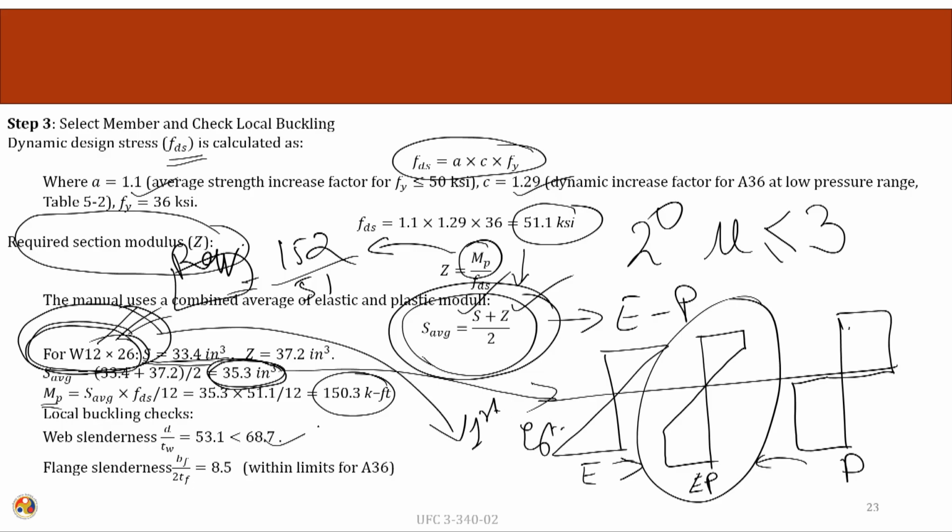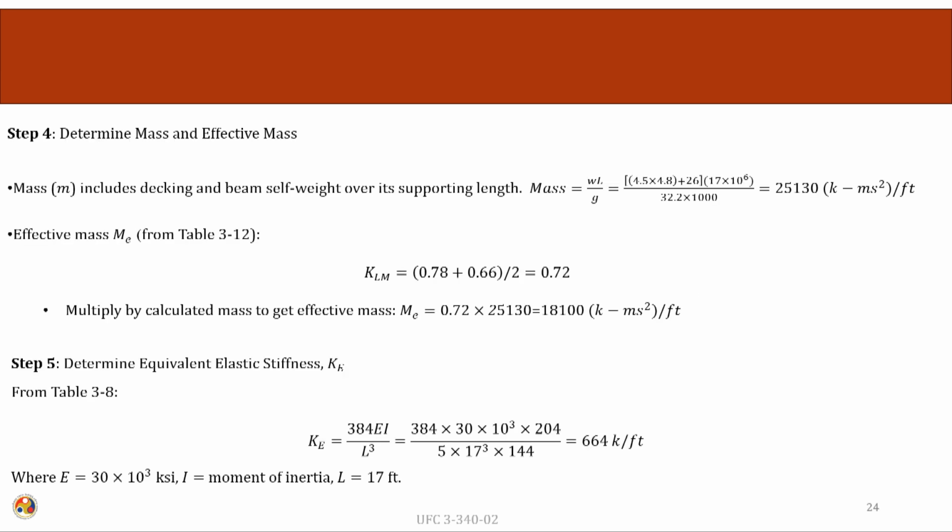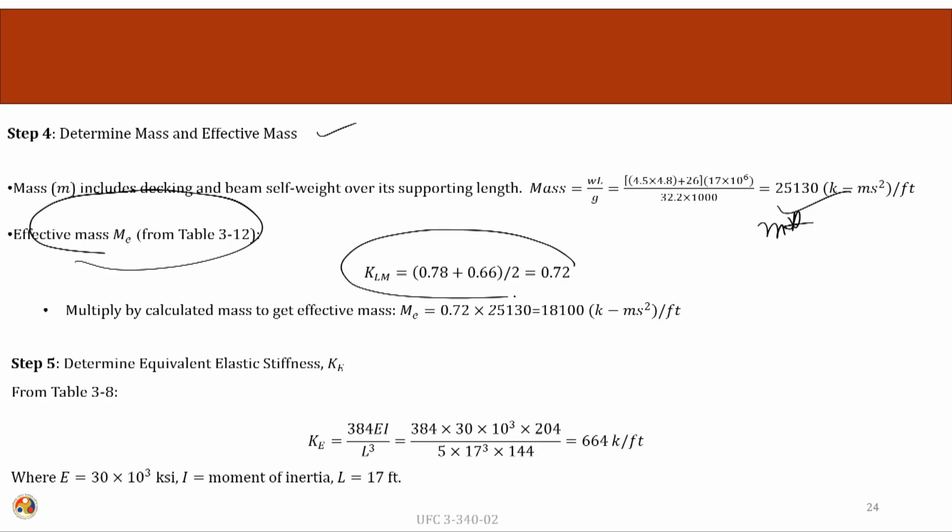And then we check for the local buckling, we check for the web buckling, we check for the flange buckling. If this passes, then we have the first estimate of the section. Once we have the first estimate of the section, then we can calculate the effective mass, that is m star. Then we have the appropriate mass and load factors. So, using the mass and load factors, we calculate our m star and k star.